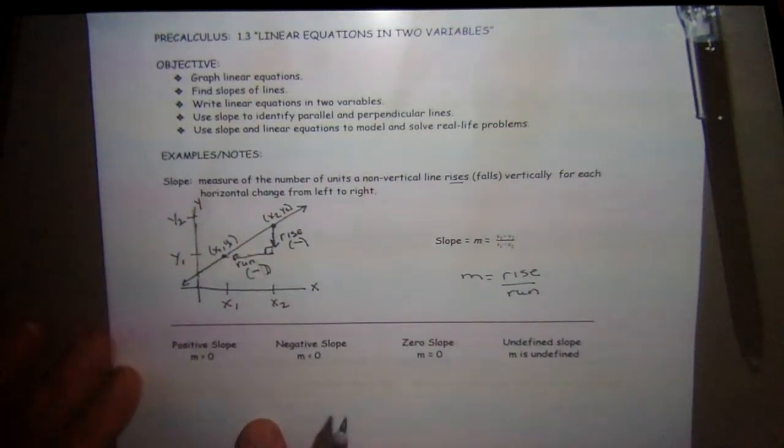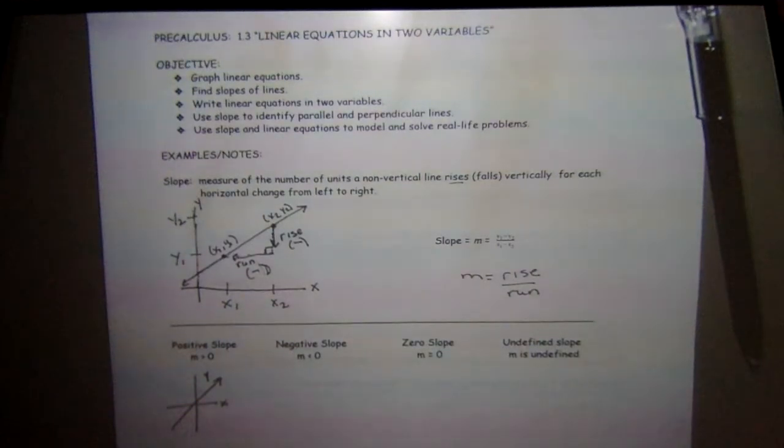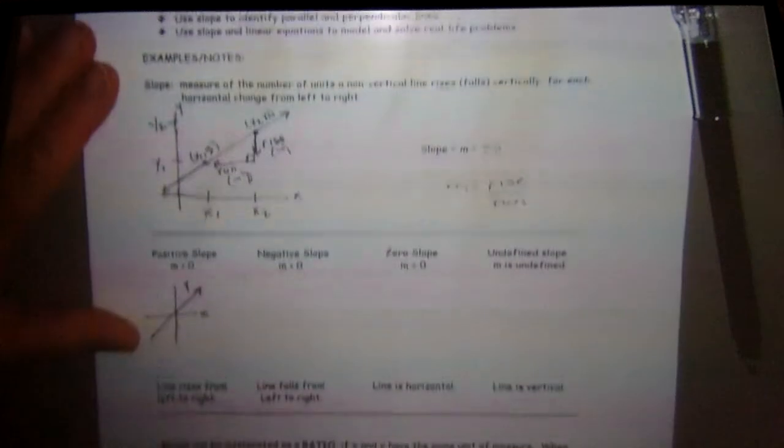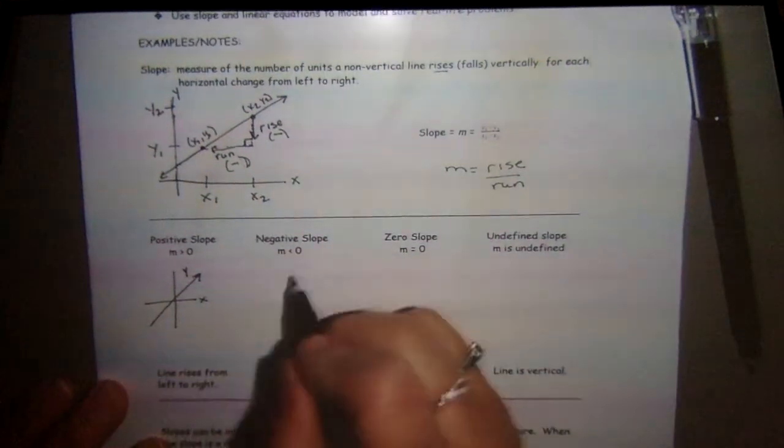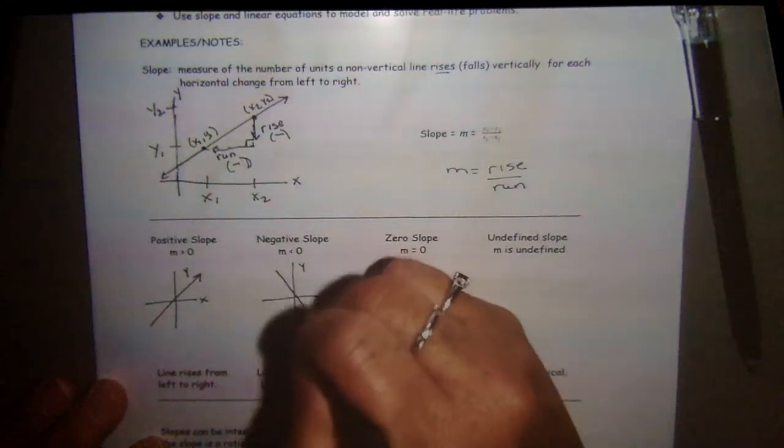A line that has a positive slope, we just talked about it. It rises. Negative slope, it falls.